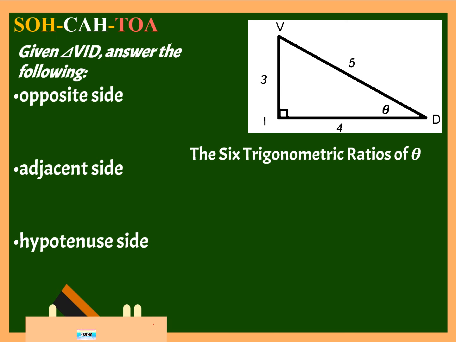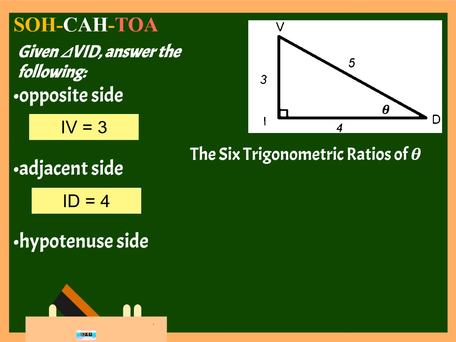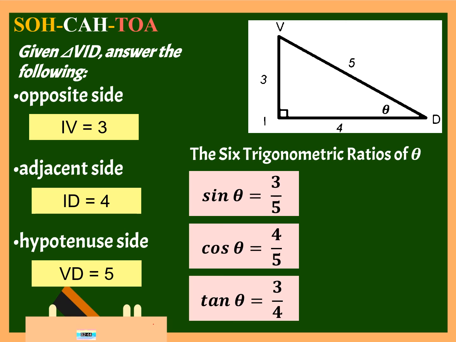So let us check your answers. The opposite side is 3. The adjacent side is 4. The hypotenuse side is 5. And the six trigonometric ratios are sine is equal to 3 over 5. The cosine is equal to 4 over 5. And the tangent is equal to 3 over 4.